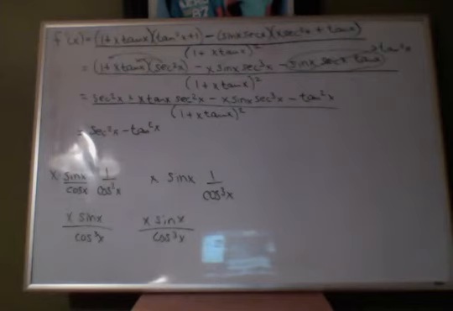So when those two things cancel and go away, it's going to leave us on the top with secant squared minus tangent squared. So look back at your trig identities that we talked about at the beginning.